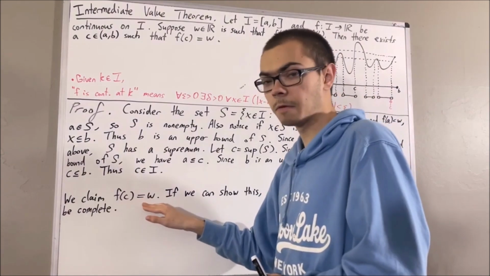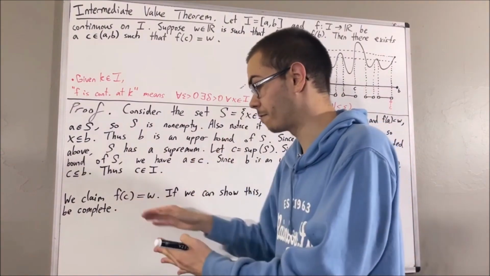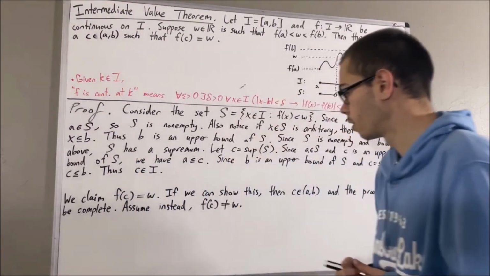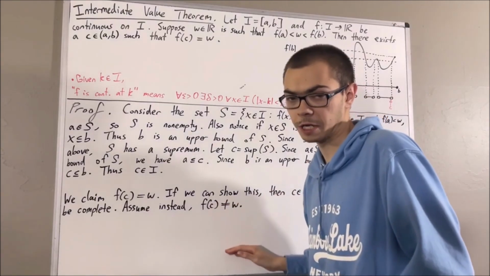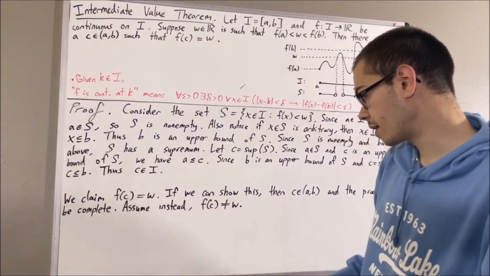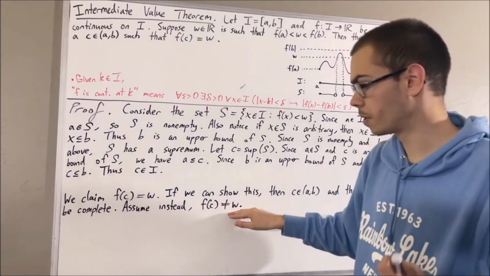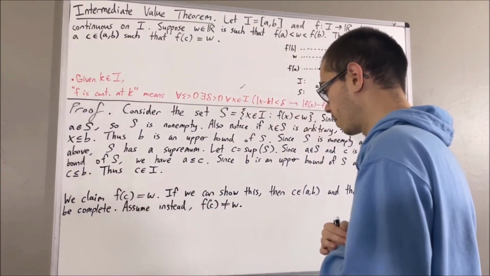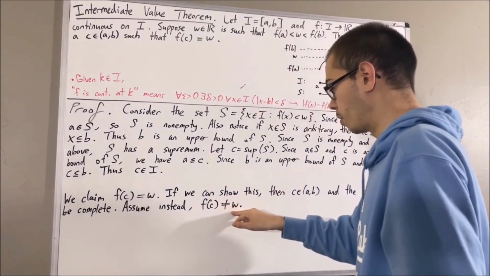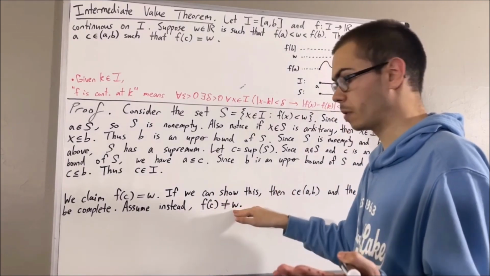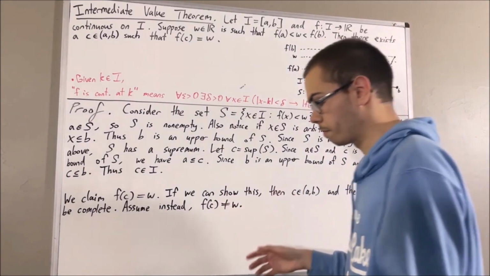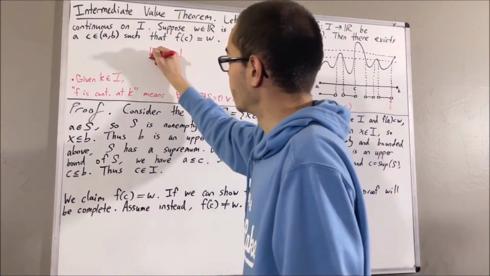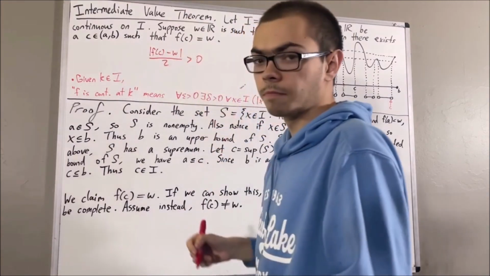How are we going to prove this? Well, let's assume for a contradiction we instead have that f of C is not equal to W. The whole goal from here is to reach a contradiction. If we reach a contradiction, then that tells us that this assumption is wrong. So we must instead have that f of C is equal to W, and the proof is complete. So, since f of C is not equal to W, well then the distance between f of C and W on the number line is greater than 0. So absolute value f of C minus W is greater than 0. Divide that by 2, it's still greater than 0.